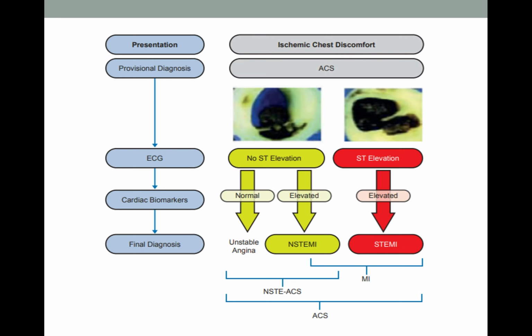Okay, so this is what I've mentioned just now lah. How do you come to a diagnosis? Through the history, where you get your provisional diagnosis, and you do an ECG. If there is an ST elevation and troponins are raised, then it's STEMI. If there's no ST elevation but the cardiac troponins are raised, then it's non-STEMI. Otherwise, it will be unstable angina lah.